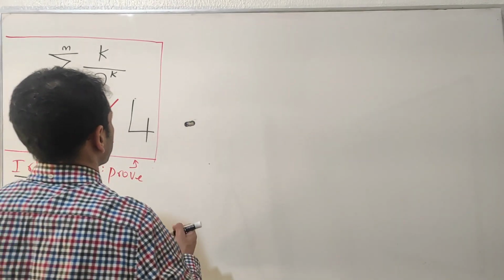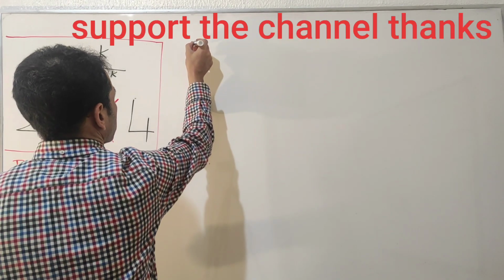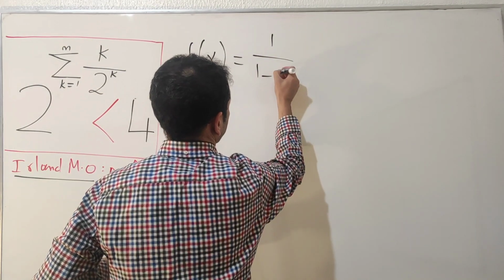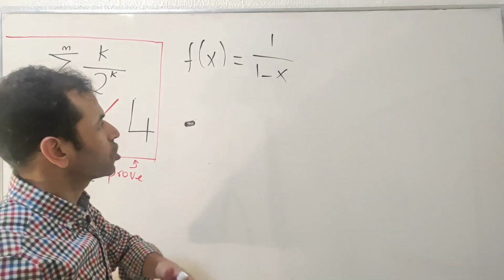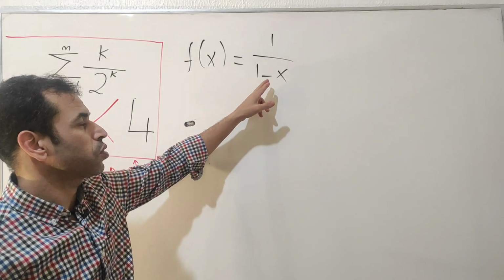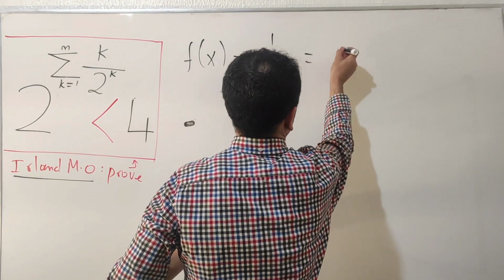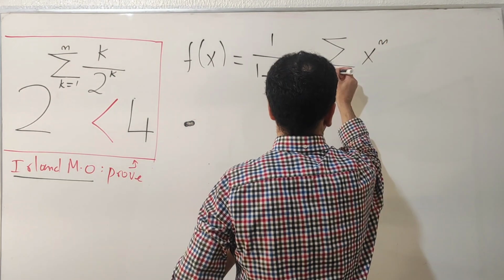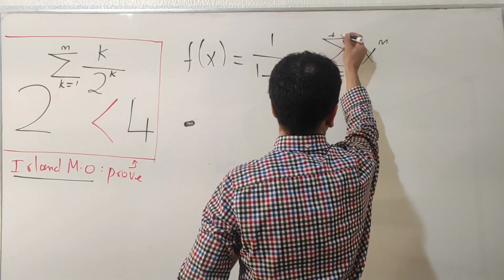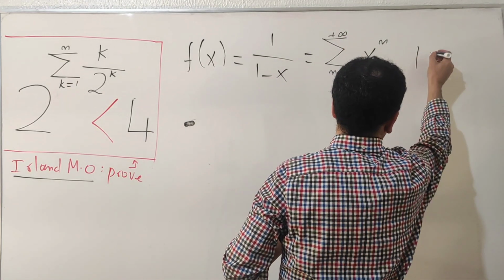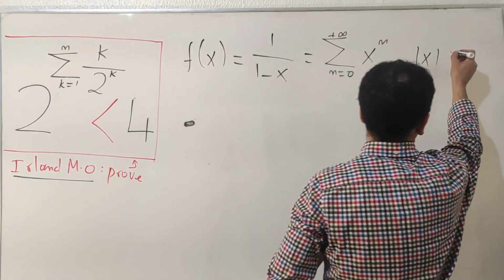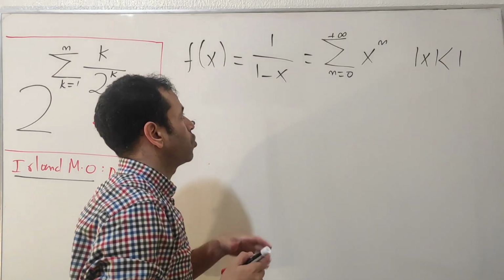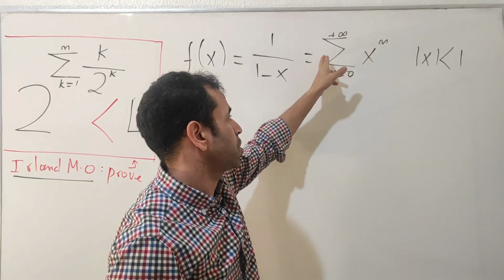Okay, so the method that I'm going to use: let's set f of x equal to 1 over 1 minus x. If you take a look carefully, this function is going to be written in the form of the geometric series, the sum of x to the n as n goes from 0 to infinity. This is valid if the absolute value of x is strictly inferior to number 1, in order to have a convergent series. Otherwise it's not going to converge.